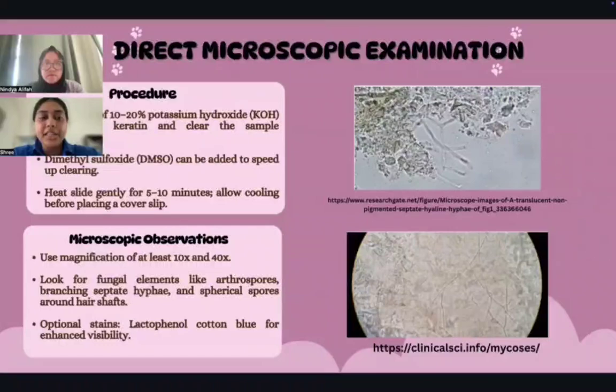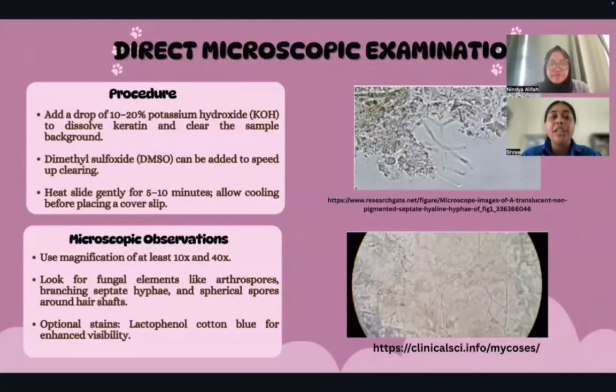Direct microscopic examination. The procedure: add a drop of 10 to 20% potassium hydroxide to dissolve the keratin and clear the sample background. Dimethyl sulfoxide can be added to speed up the clearing, and heat the slide gently for 5 to 10 minutes, allowing it to cool before placing the cover slip. For microscope observation, use a magnification of at least 10 to 40 times and look for fungal elements like arthrospores, branching septate hyphae, and also spherical spores around the hair shafts. As an optional stain, lactophenol cotton blue can be used for enhanced visibility.